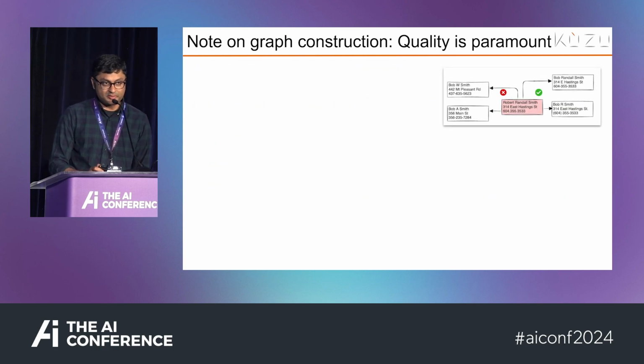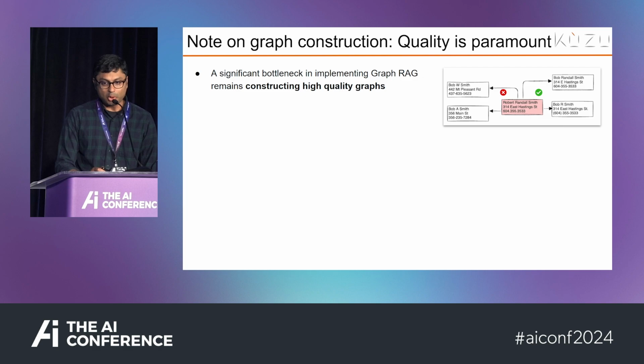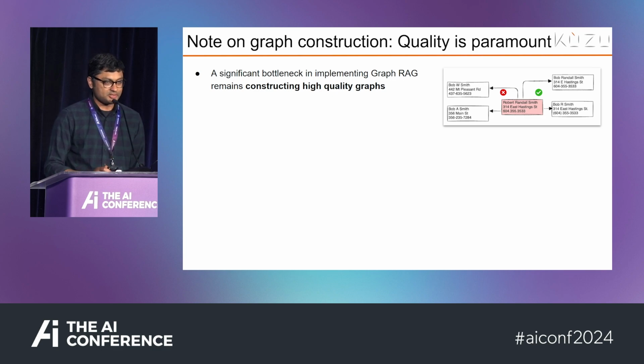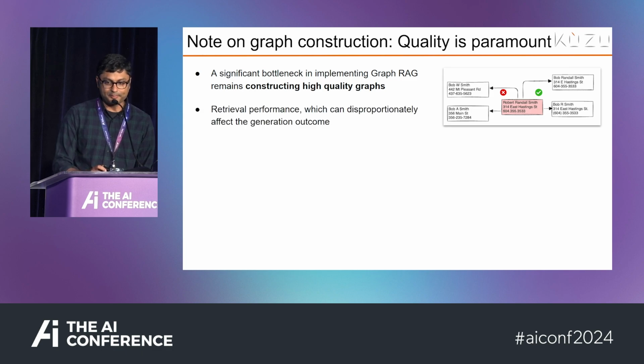I'll quickly touch upon graph construction, where quality is a big bottleneck, and entity resolution is a big term that's being used these days, where it's very challenging to construct high-quality graphs, especially when you're extracting the data from unstructured text. And this is an example of names of persons and their addresses, where they're pretty much, on the right side, all the same person, named slightly differently. And the role of the entity resolution model or step is to resolve these entities and tell the graph that these are the same entities.